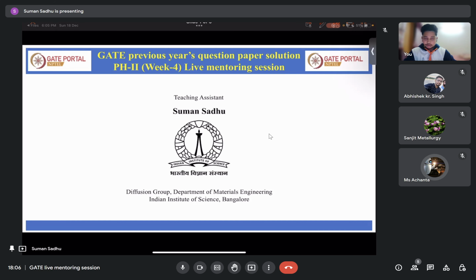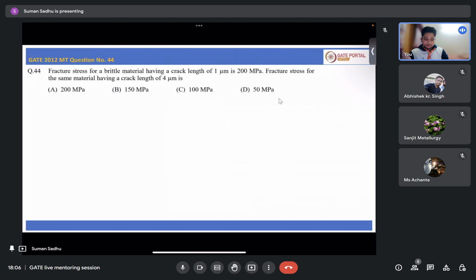Okay. So welcome you all to the fourth week of live mentoring session of GATE Phase 2. So now let us move to solve the first question of today. This is question number 44 of GATE 2012. The question is: the fracture stress for a brittle material having a crack length of 1 micrometer is 200 megapascal. Fracture stress for the same material having a crack length of 4 micrometer is?